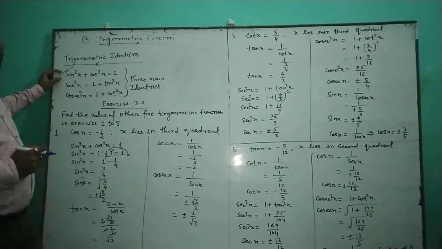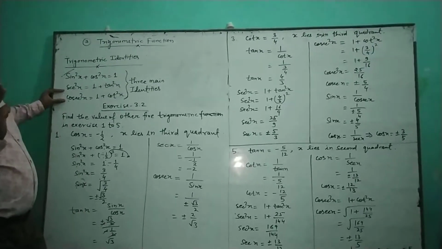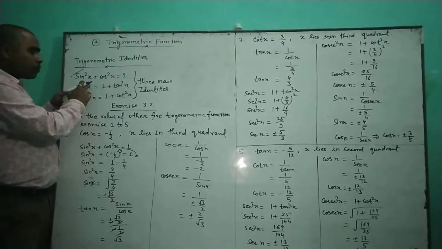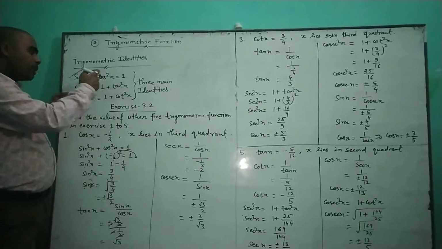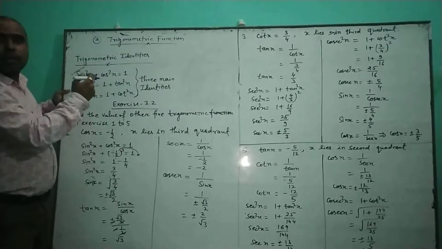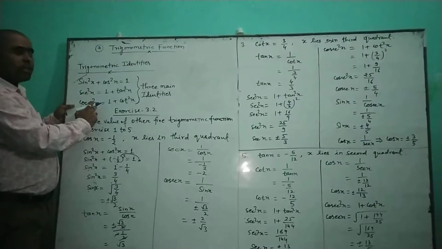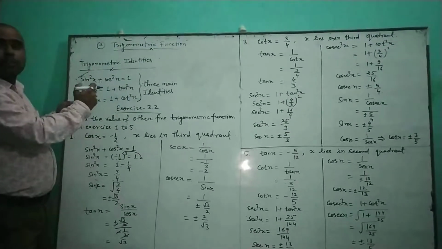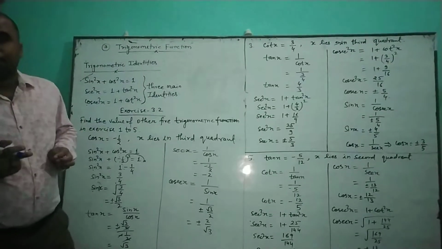It means from these three identities, this one also 3 and this one also 3. It means total 9 identities. From this one we have to transpose: tan square x is equal to sec square x minus 1, and tan square x we transpose here, sec square x minus tan square x is equal to 1. Now this one transposed: cosec square x minus 1 is equal to cot square x, and cot square x we transpose, cosec square x minus cot square x is equal to 1. It means total 9 identities.